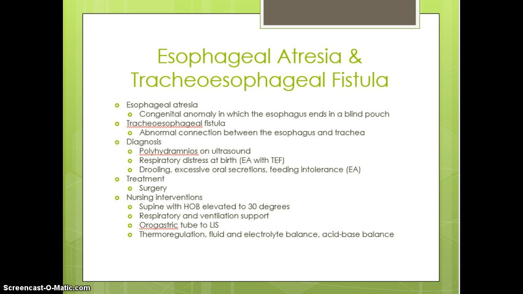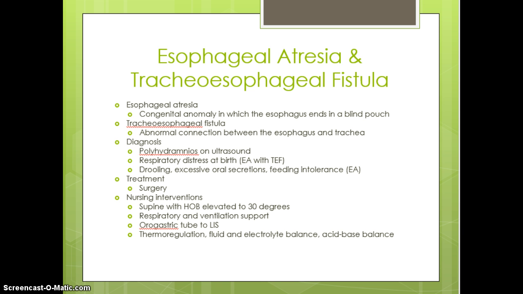Esophageal atresia and tracheoesophageal fistulas. The esophageal atresia is just simply the esophagus ending in a blind pouch. So there's really not a stomach per se. And then your tracheoesophageal fistula is just an abnormal connection that occurs between the esophagus and the trachea, which you should know from A&P is not the way we like things to go. So when we're looking at these types of things, they can be surgically repaired.